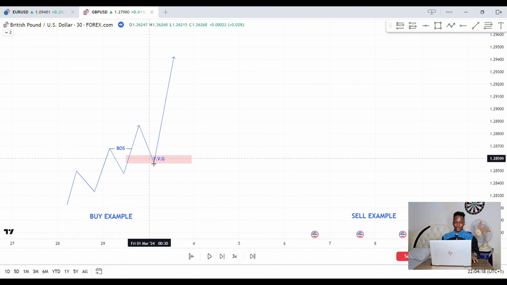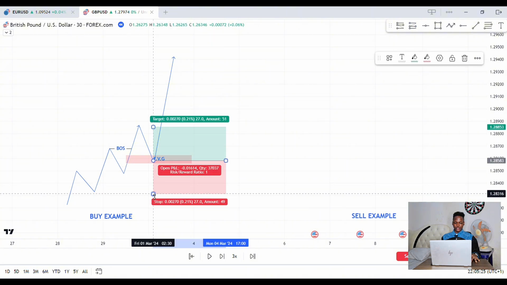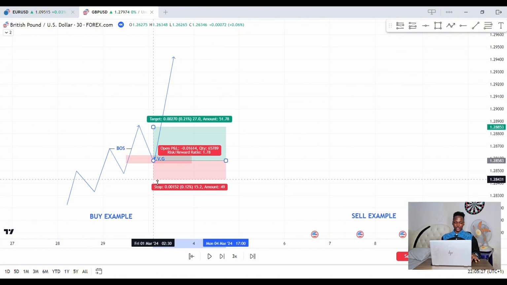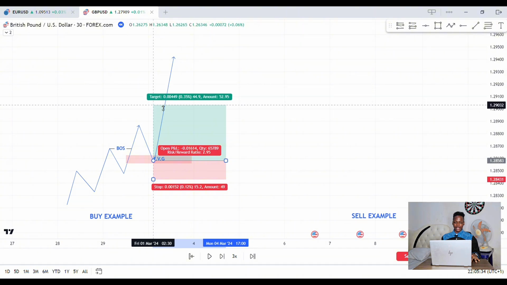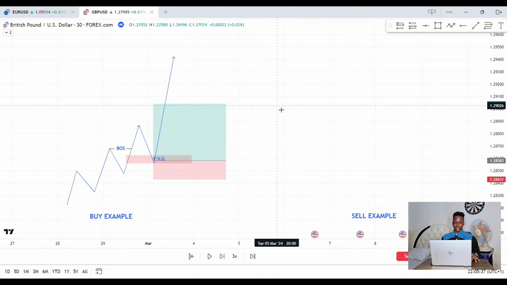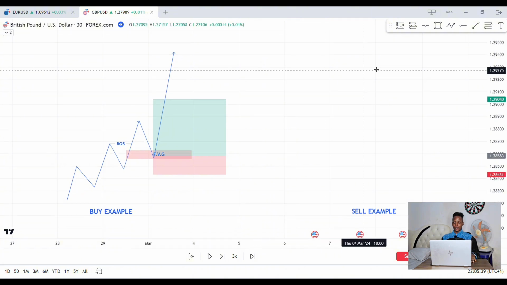Then you look for a fair value gap. You're placing your buy right here, stop loss maybe below the previous low, and then targeting a risk to reward of 1:3, right? So that's basically how this strategy works, the ICT Trend Continuation strategy. Let's take a look at an example in the real charts.